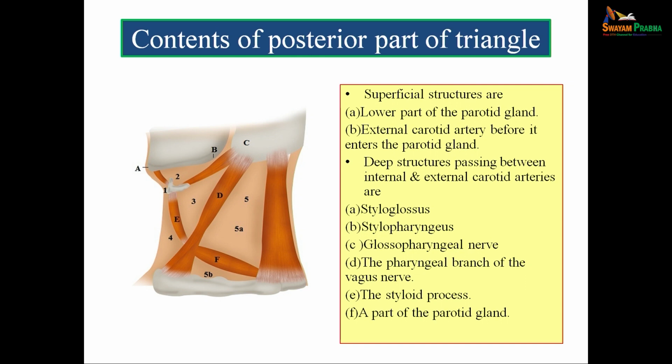Now, what are these deep structures? There are 5 structures. One is styloglossus, stylopharyngeus, glossopharyngeal nerve, pharyngeal branch of vagus nerve, styloid process, and a part of the parotid gland. So, the deep structures, I repeat once again, are the muscles, 2 muscles, styloglossus, stylopharyngeus, the nerve, glossopharyngeal nerve, another nerve, the pharyngeal branch of vagus nerve, styloid process, and a part of the parotid gland.